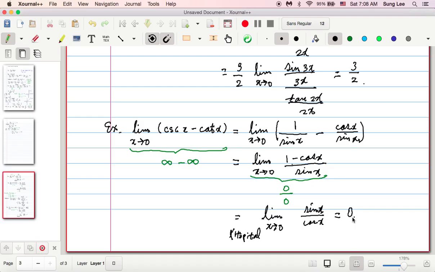Okay, so let us move to the next example. Okay, next example.